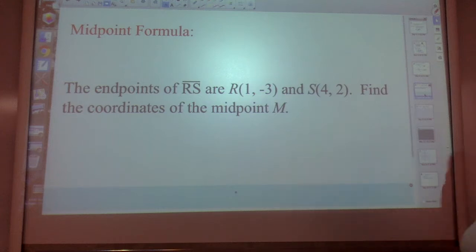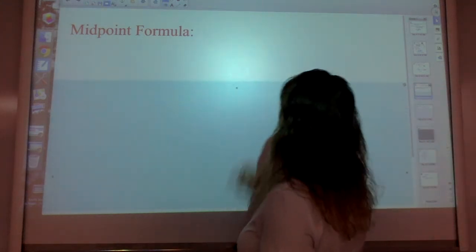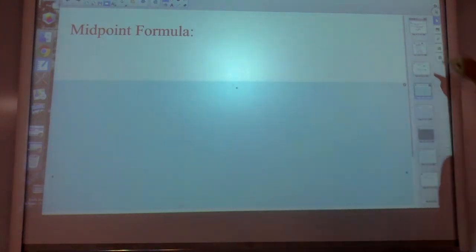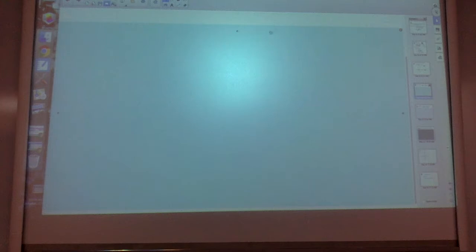Moving on to the midpoint formula. The midpoint formula, don't write this down yet. It's on there somewhere. For some reason it's not showing up. But I guess I can just write it over the top.